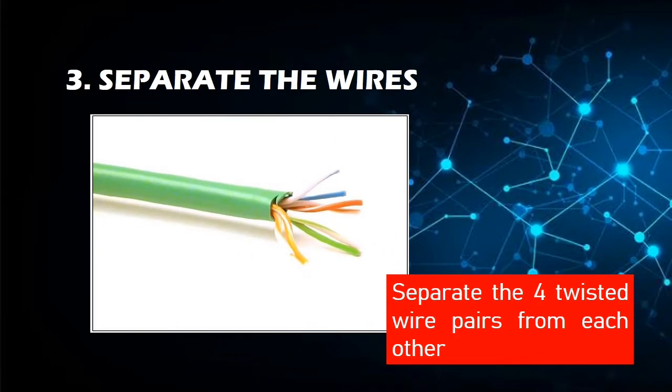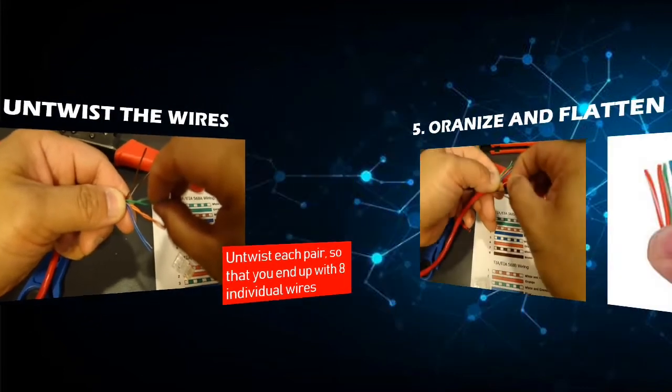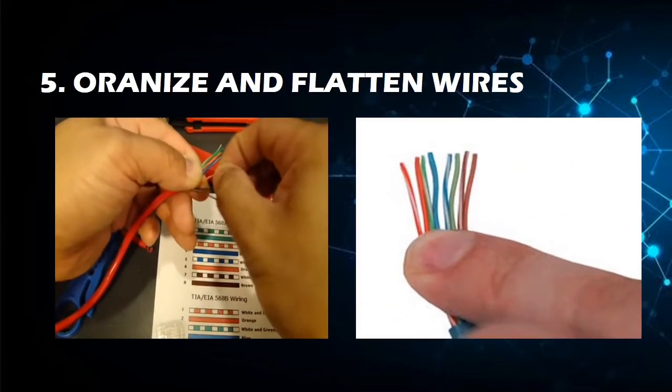Third step is to separate the wires, meaning you have to separate the 4 twisted wire pairs from each other. After separating those wires, proceed to step 4, which is to untwist the wires. Untwist each pair so that you end up with 8 individual wires. When you already have 8 individual wires, it's time to organize and flatten the wires.